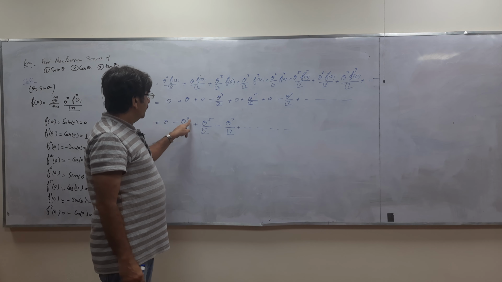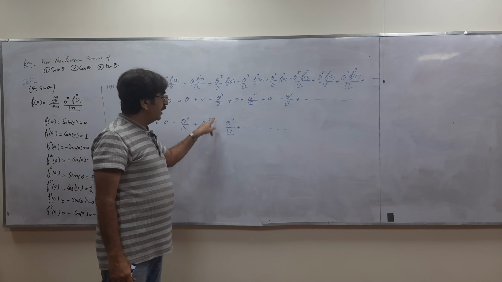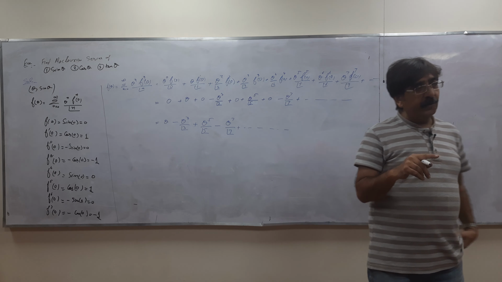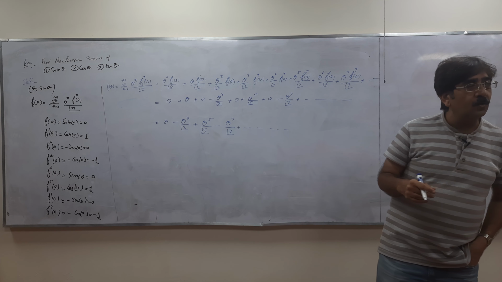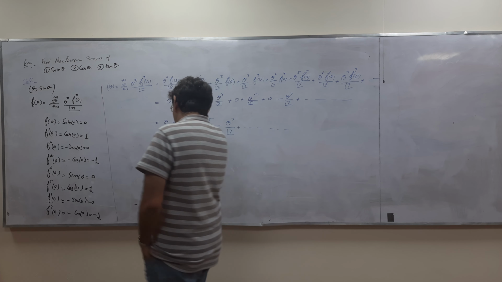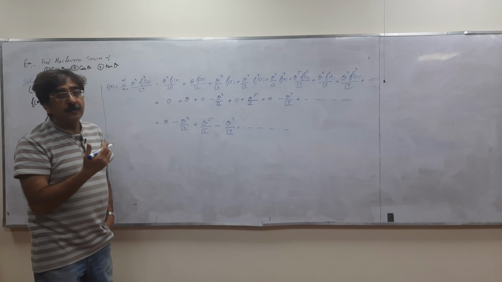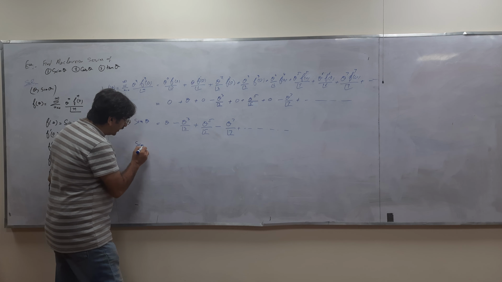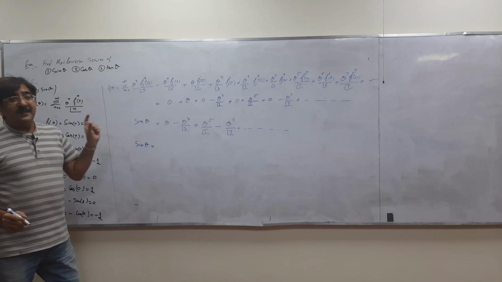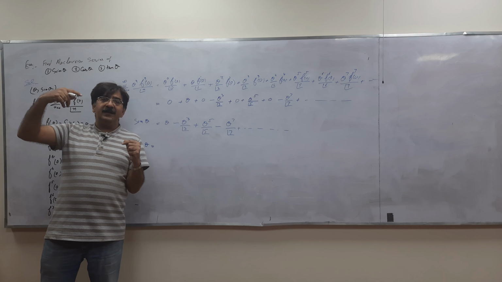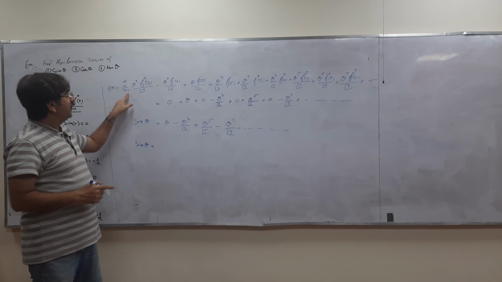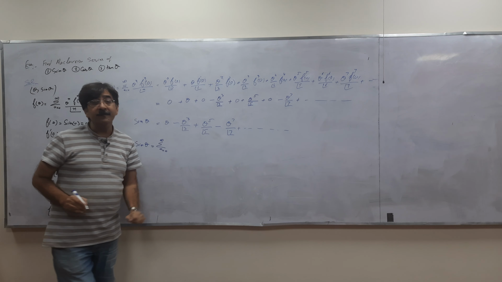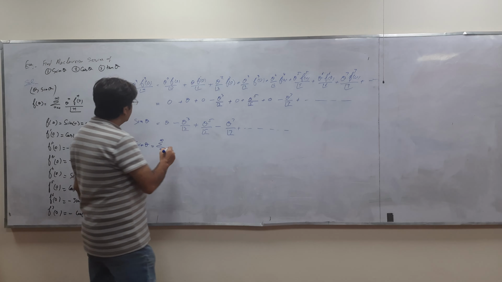Theta 1, theta 3, theta 5, theta 7. So all even values are missing, 0 and all even values are missing. These are the odd numbers. So you may say that the series can be written in this form. The value of n, according to the Maclaurin series, must change from n equal to 0 to infinity.